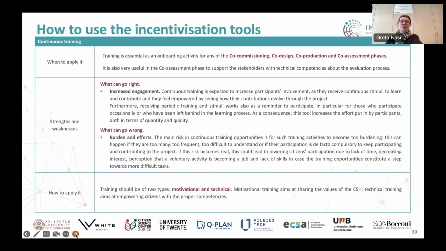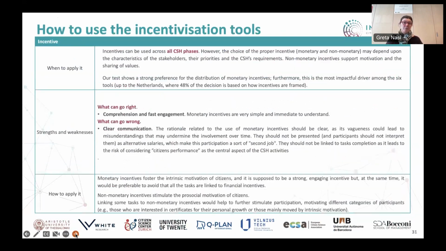And when it comes to continuous training, well, this is about making sure that people stay engaged, and it's also one incentive. If you invest in training for your citizens to participate in a Citizen Science Hub, that means that you are willing to share knowledge with them. But it also has to be planned within the project, because you have to consider who does that, whether they have to be paid, allocating budget to that, and also making sure that you recognize that there are two types of training to be taken into account. Technical training for ability purposes, but also more coaching and mindfulness training for motivational purposes.